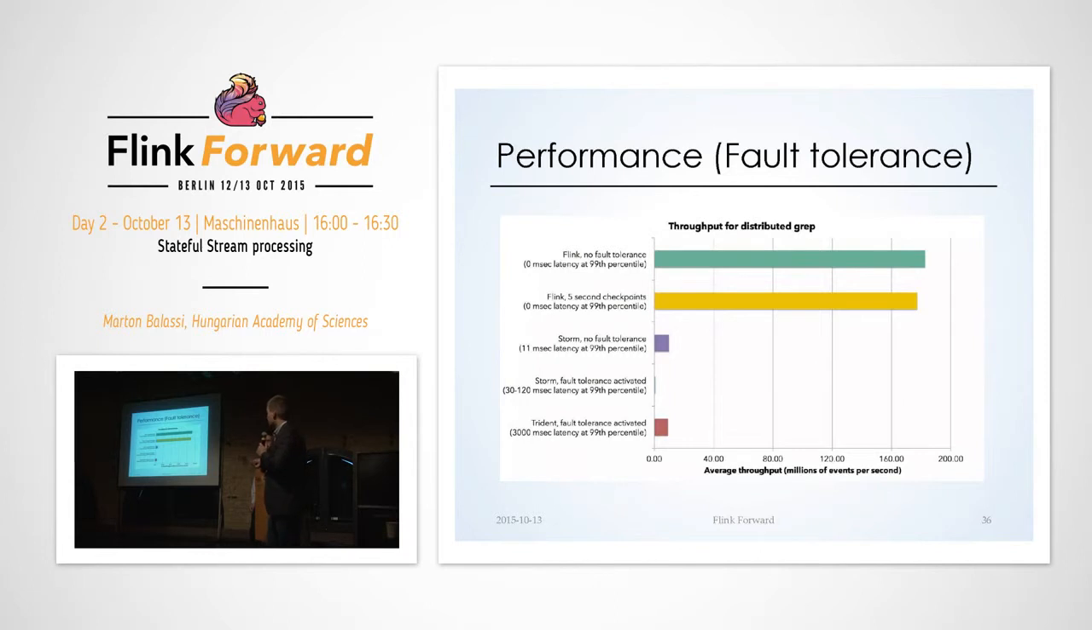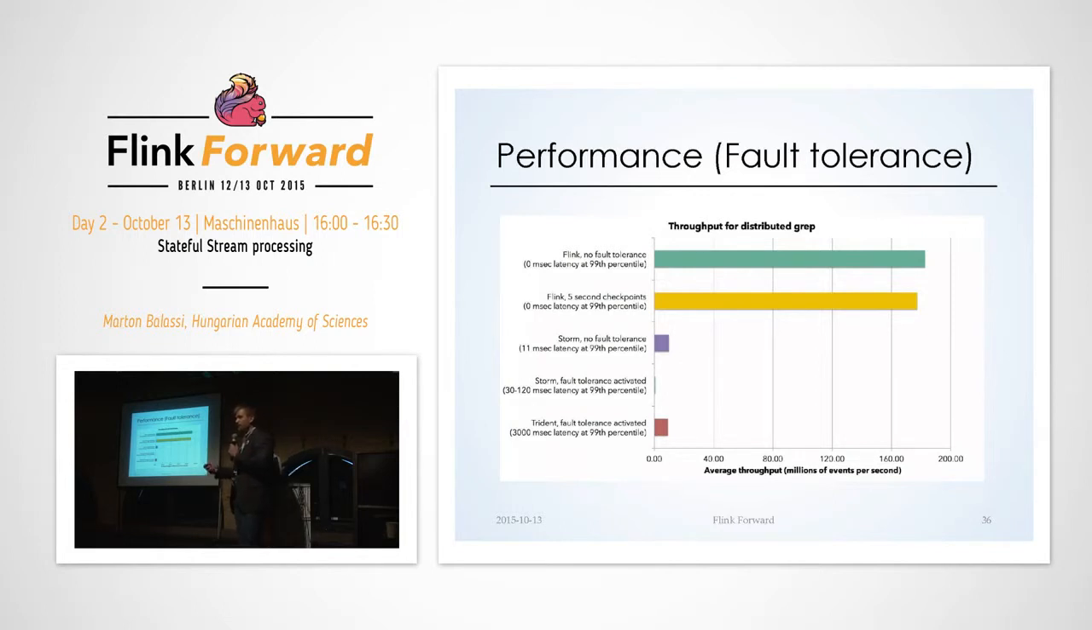So this is from a data Artisans blog post, so the picture is courtesy of them. What I would like to showcase here is, if you look at the fault tolerance mechanism of Flink, the throughput hit that you take from switching on fault tolerance in Flink is around 5-10%. If you do the same in Storm, you lose around 80% of your throughput. So it does matter whether you use one fault tolerance algorithm or the other.